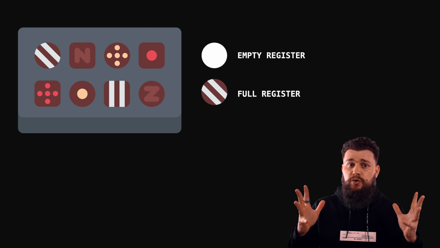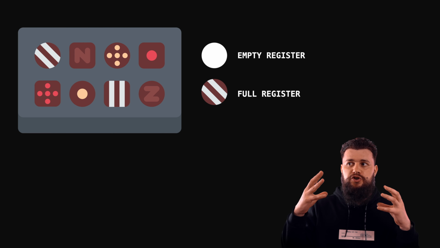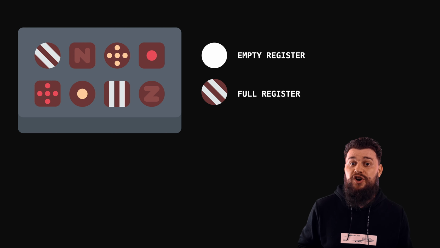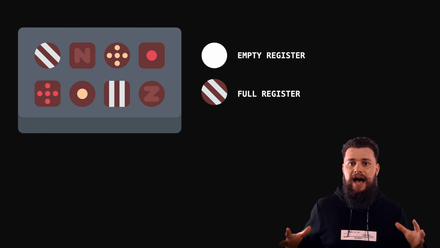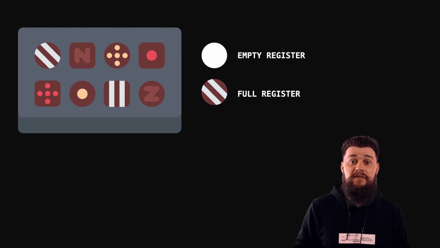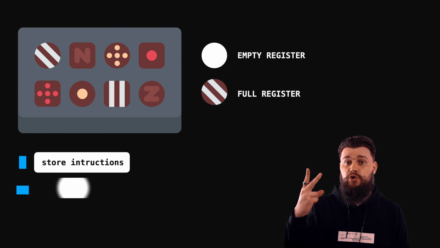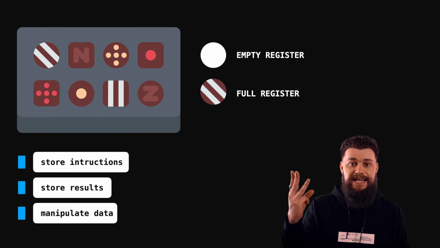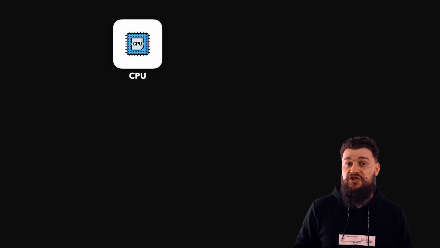We have a lot of goroutines, they're trying to execute things and access things at the same time. When they try to access memory, they will basically have to interact with the CPU, then with the CPU registers. So the primary job of a register is to store instructions, store results, and manipulate and store data. So let's get back to our CPU picture and have a look at where exactly these registers fit in.